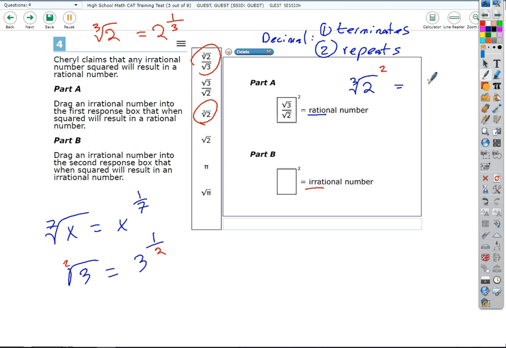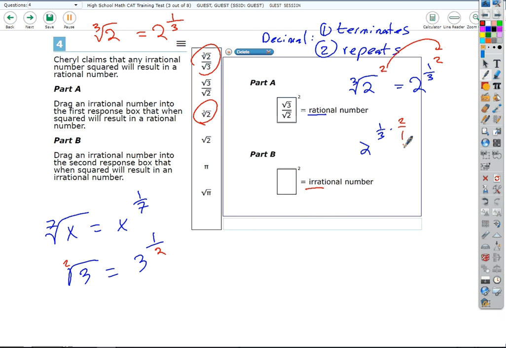Well, not 3. Cube root of 2. What did we say about that? Actually, it's right up there, right? Whatever's inside the radical is going to be the base, and whatever number sits on the radical, the index, is what goes on the bottom of the fraction. But I'm taking that whole thing to the 2nd power. What's our rule for taking a power to a power? If we take a power to a power, we multiply. Yeah.